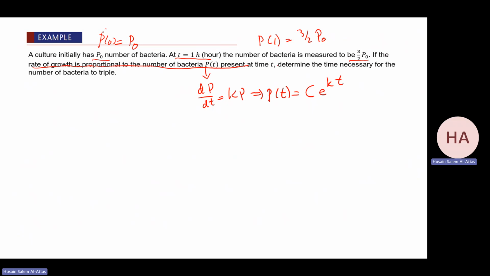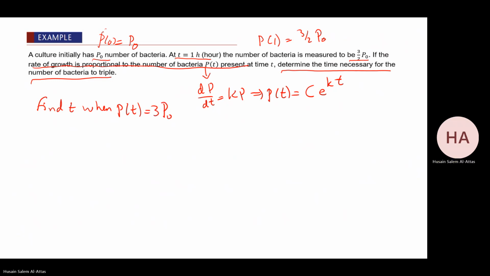What is the question? Determine the time necessary for the number of bacteria to triple. Find t when P of t will be 3 P0. Okay, this is the question. So I have this information, and he asked me about this, and this is the equation I will use.